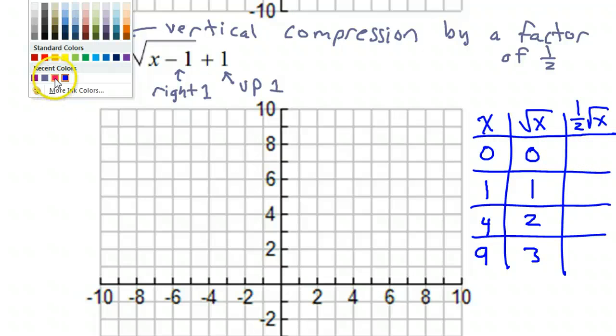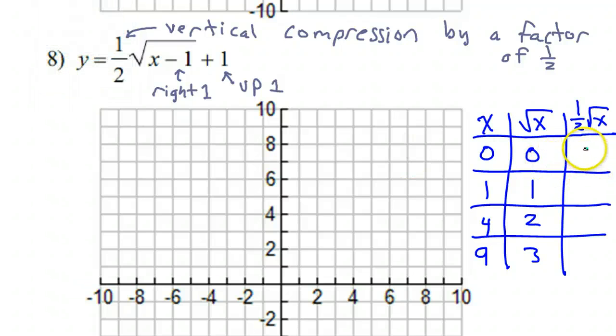Half of 0 is 0. Half of 1 is 1/2. Half of 2 is 1. And half of 3 is 1.5. I don't like mixing fractions and decimals, so my OCD requires me to go back and call this 0.5. These are the values that I'm going to be sketching.